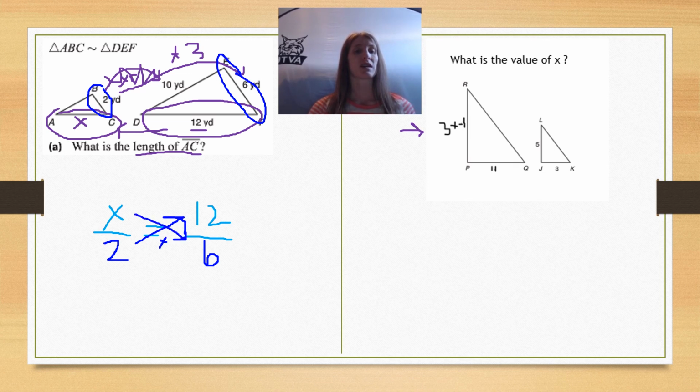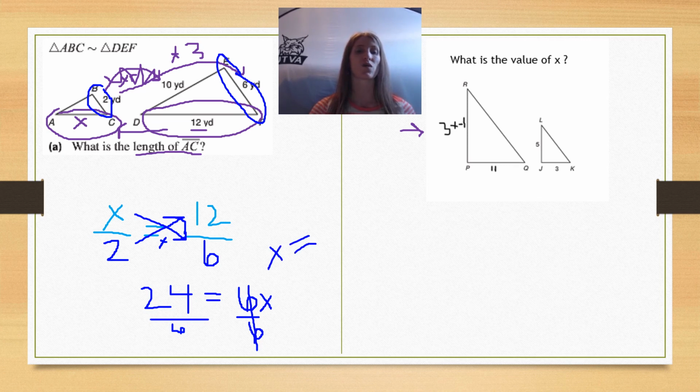2 times 12 is 24, and that equals 6 times X. Well, 6 times X is just 6X, and then my last step here is to get X by itself. Okay, is to divide, so I divide by 6. And what I do to one side of the equal sign, I have to do to the other. Okay, so you can see that 24 divided by 6 is actually 4. And so I can say that X equals 4 here.